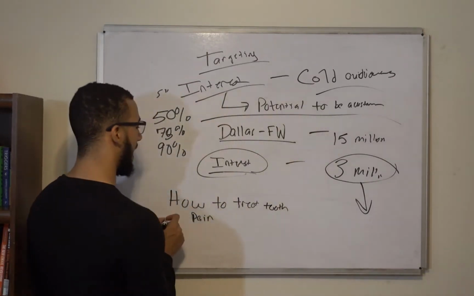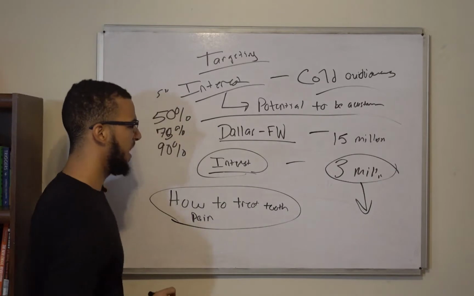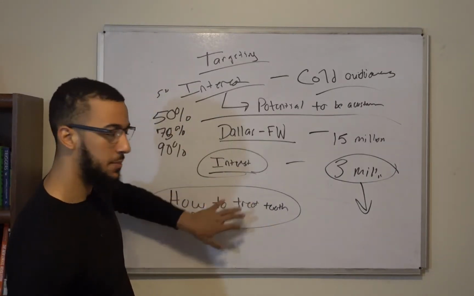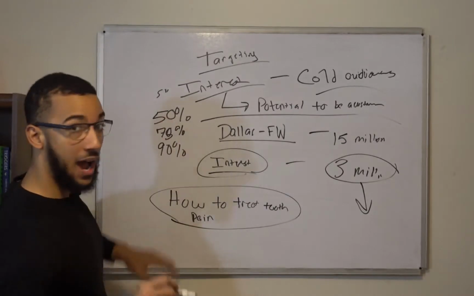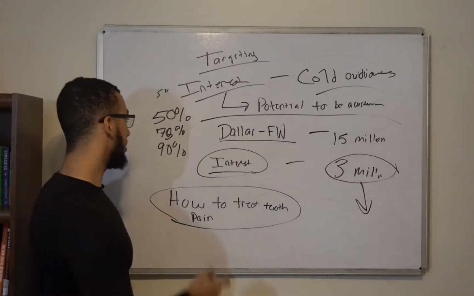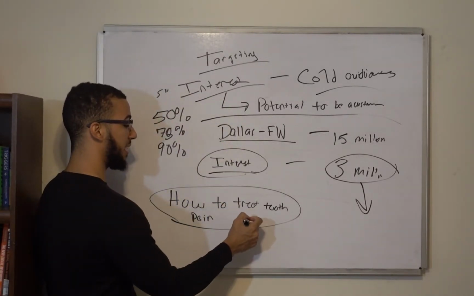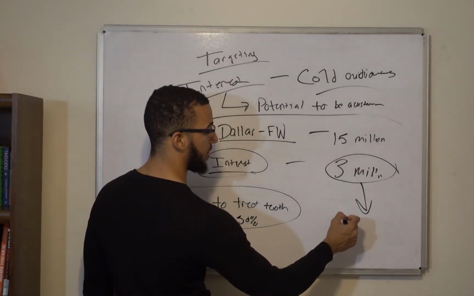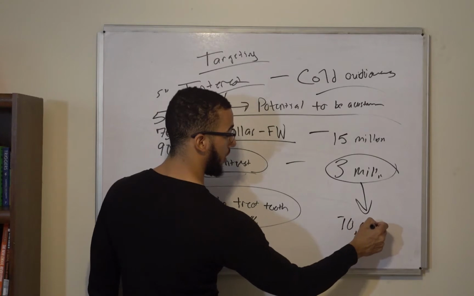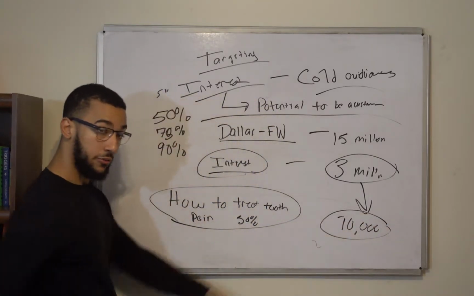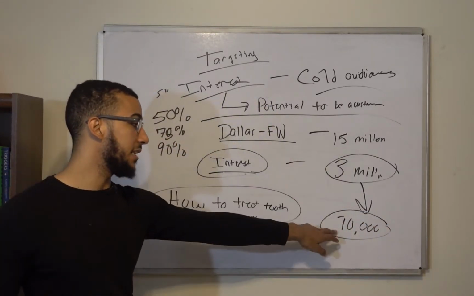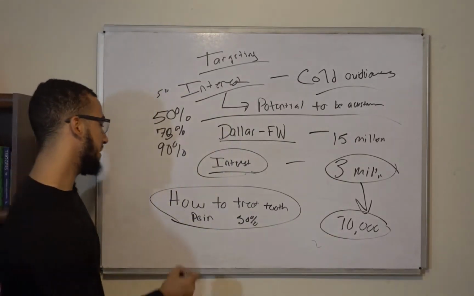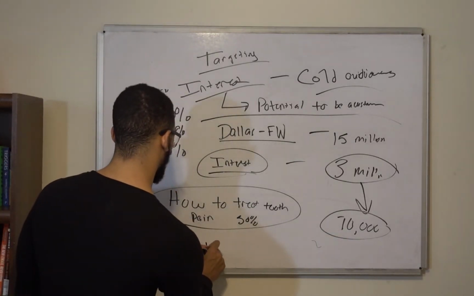But he creates a video, how to treat tooth pain, right? And we promote this, we put some money behind that. Now, everybody on Facebook, and this is an option, everybody who watched 50% of this video now gets it to, let's just say 70,000. Now, this is a good audience right there. Now, we went all the way from 15 million to 70,000 people. Now, this is an audience we now want to run sales promotions to.